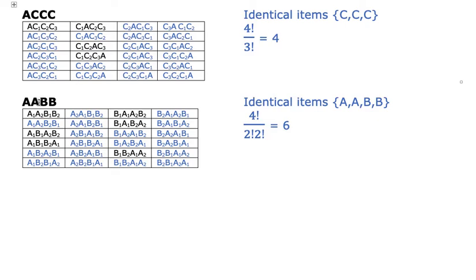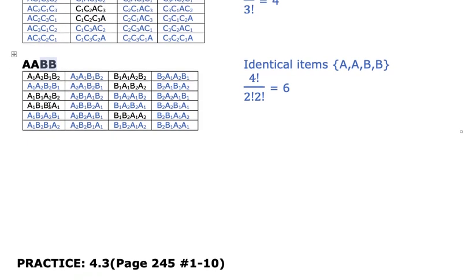Next, with 2 pairs of identical items, A A and B B, there's 4 items, 1, 2, 3, 4, divided by 2 factorial and 2 factorial, because for every permutation that exists, these can be rearranged in 2 factorial ways, and for every permutation that exists, these can be rearranged in 2 factorial ways. So there's only half of those cases for each being accepted. So that's a quarter of the total.